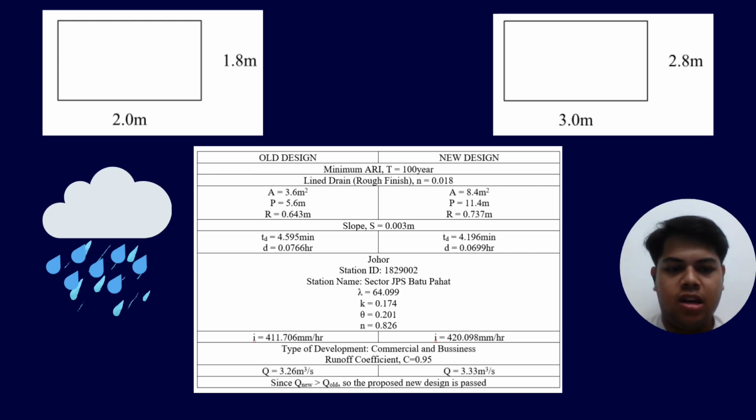By then, we will calculate the flow rate, and the flow rate for the old design is 3.26 meter cube per second, while for the new design is 3.33 meter cube per second. And from there, after we get the flow rate, since the flow rate for the new design is more than the flow rate of the old design, the proposed new design is passed. And because the flow rate of the new design is faster, we can prevent the flood that happens in the area.